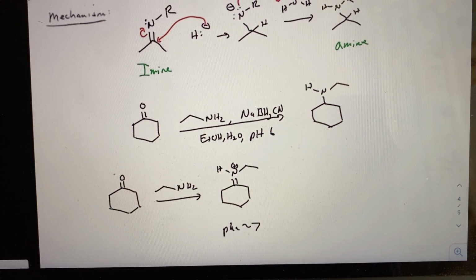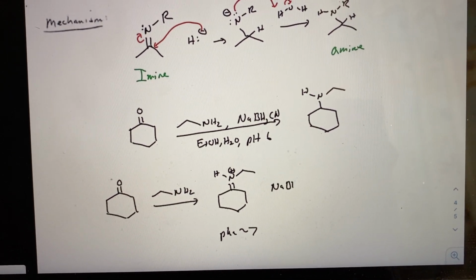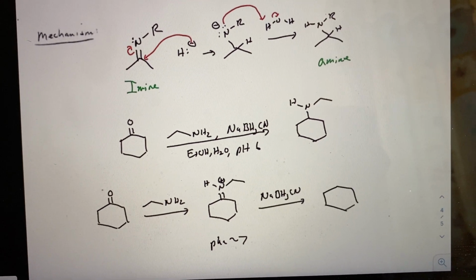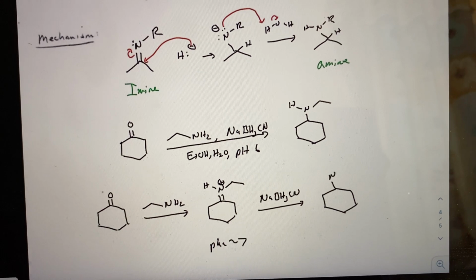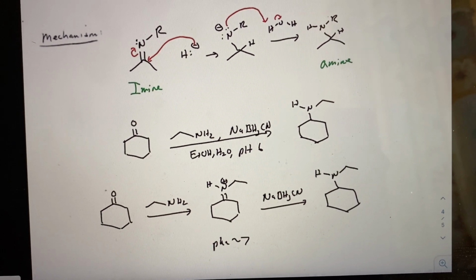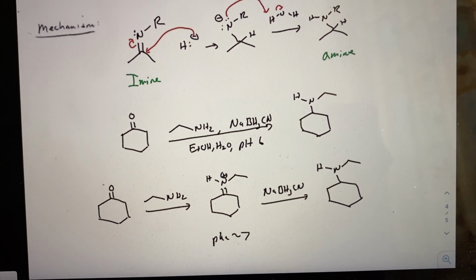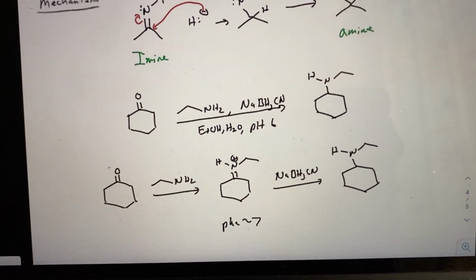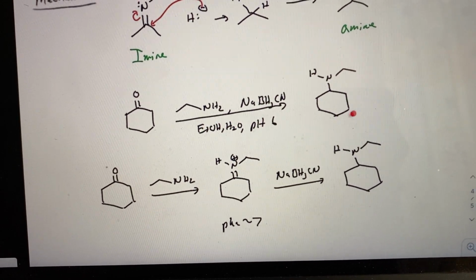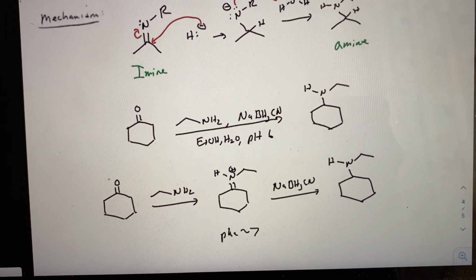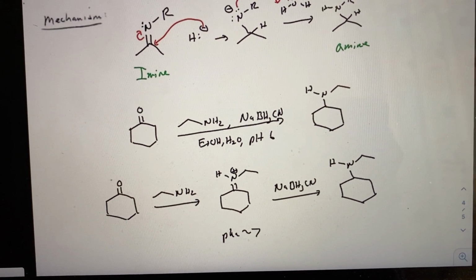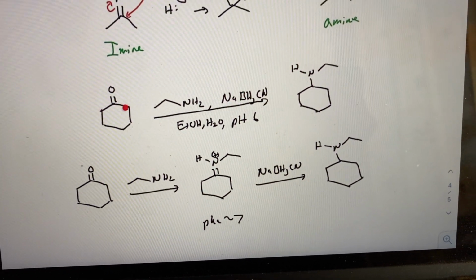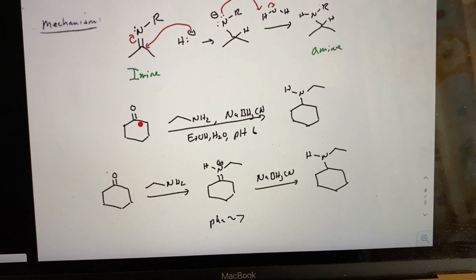And then this sodium cyanoborohydride, NaBH3CN, is going to reduce this to the amine. And this is useful because we can do this all in one reaction step. And if you were to take sodium borohydride, NaBH4, and try to do this reaction, you're just going to end up reducing this ketone to the alcohol, the reaction that we've seen before.